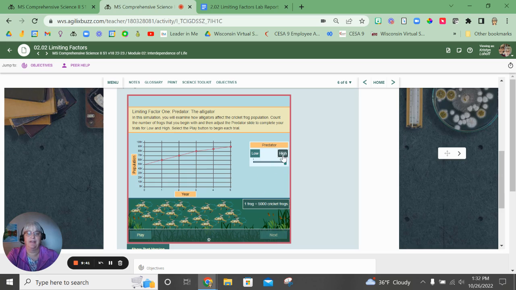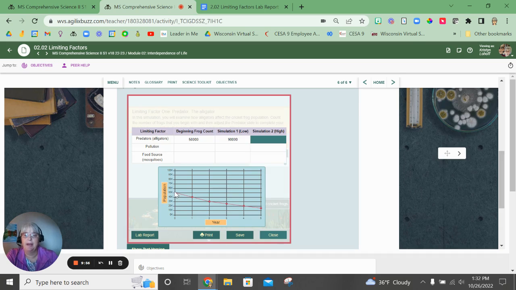Then I'm going to adjust and I'm going to say, what happens if we have a high predator count? What if there are a lot of alligators? Let's click play and watch what happens. Oh, it's decreasing. Oh, wow, it's still decreasing. Wow, that is a huge decrease. It went from 50,000 and ended at about 15,000.